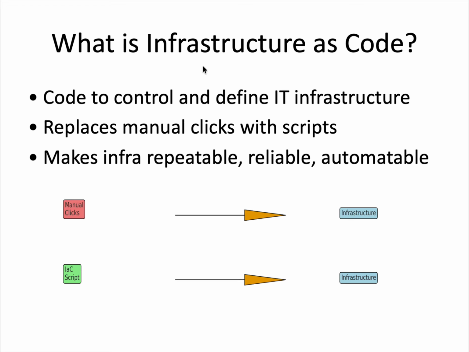It simply means using code to define and control your IT infrastructure. Instead of manually clicking around in a console, you write a script in YAML, JSON, Python, or JavaScript. So, this makes your infrastructure repeatable, reliable, and automatable.